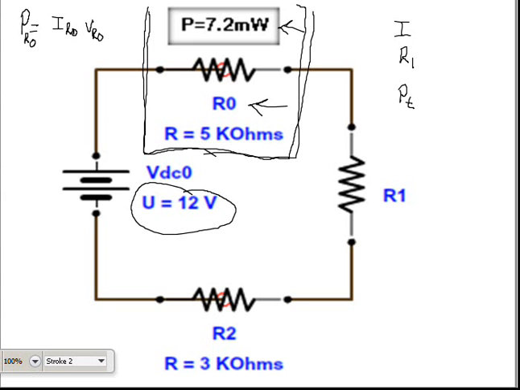Okay, power at R0 is equal to the current times the voltage drop of R0. But we're not given voltage drop. We're not given the current. So we're working in terms of power and resistance. Well, we have a formula for that too. Because voltage equals current times resistance.